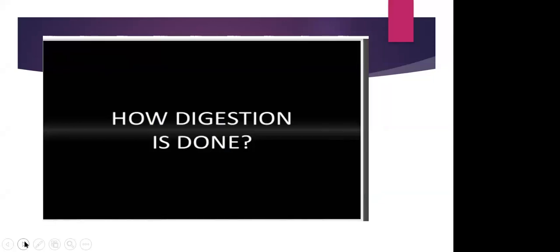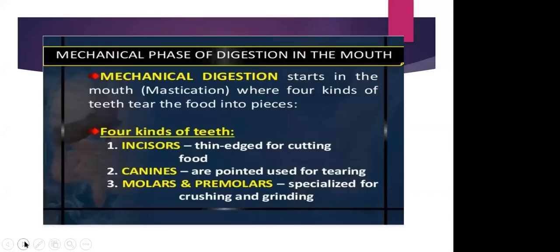How digestion is done. The next process, how digestion is done. Let us see mechanical and chemical digestion in detail. So, mechanical phase of digestion in the mouth. The mouth is the opening part of the digestion process. Mechanical digestion starts in the mouth with the help of the mastication process, where the four kinds of teeth tear the food into pieces. What is meant by mastication, children? Mastication means the food is broken into smaller and smaller pieces with the help of teeth in the oral cavity along with saliva. So the process of mastication is carried out in the mouth or oral cavity.